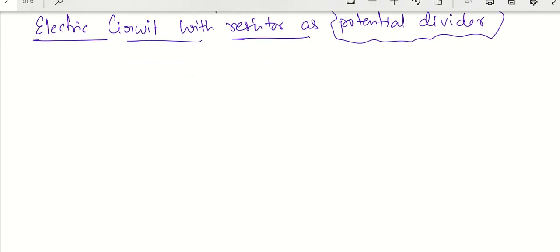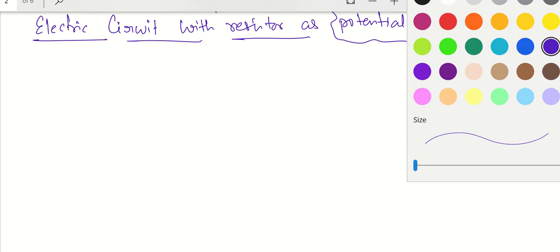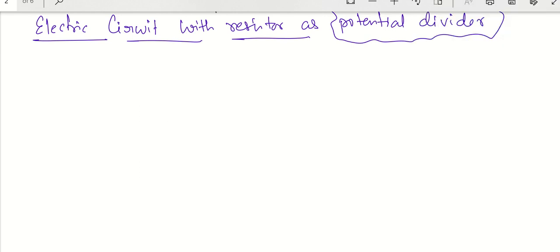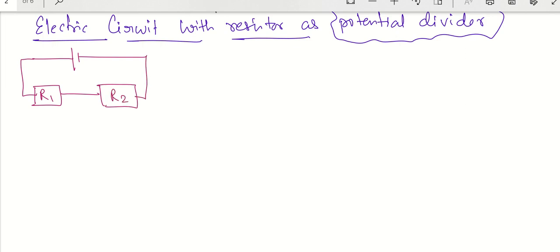Let's start. Now, electric circuit, we have seen that, right? How is it a potential divider? So I'm going to draw a circuit here, and in this circuit I am going to have the cell, and then one resistor here as R1, and another resistor here as R2, and then I will have it like this. Okay, so I am going to supply a voltage here, which is V.